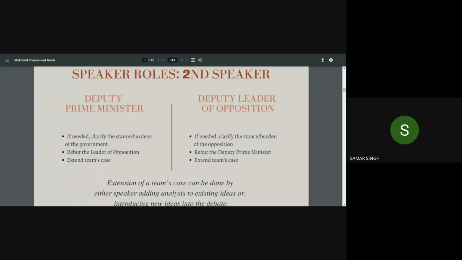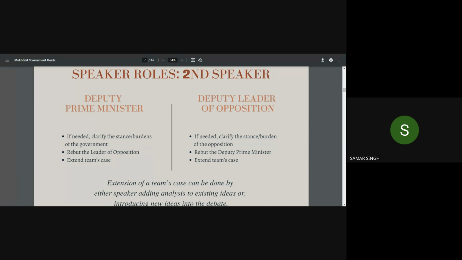Okay, so the Deputy Prime Minister and the Deputy Leader of Opposition, these two have similar roles. There's no difference between these two. The Deputy Prime Minister comes in third in the order of a debate after the Prime Minister and after the Leader of Opposition. The Deputy Prime Minister has a very simple role, and so does the Deputy Leader of Opposition. Both of them have a similar role. They have to rebut their opponents, meaning the DPM, the Deputy Prime Minister, will rebut the points of the Leader of Opposition. The Deputy Leader of Opposition will rebut the points of the Prime Minister and Deputy Prime Minister.